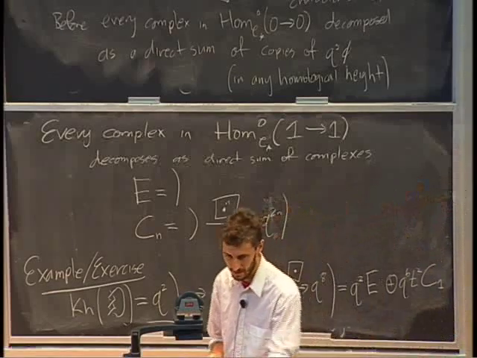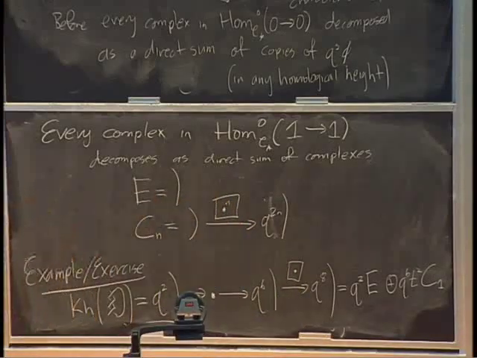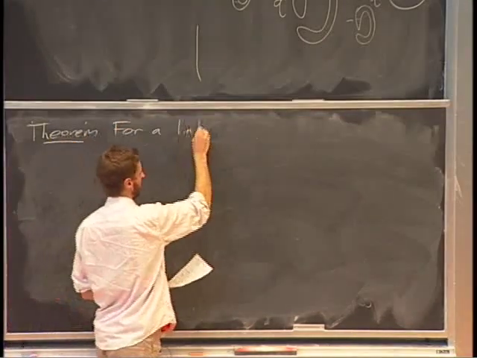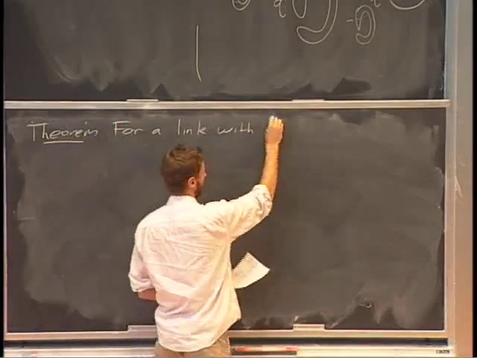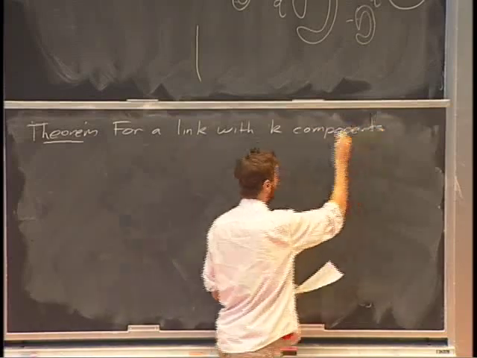What do I want to say about that? Well, the first thing is a theorem of Lee's, which in this language says that if you have a link with k components, there are 2 to the k minus 1 copies of E.